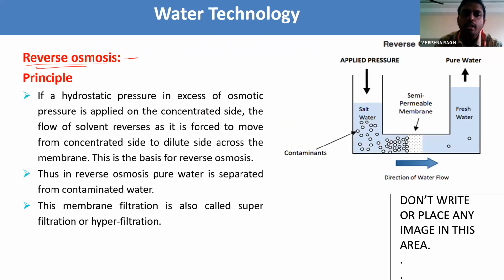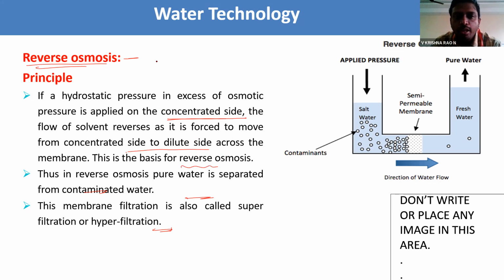In reverse osmosis, hydrostatic pressure in excess of the osmotic pressure is applied on the concentrated side, not on the dilute side. Now what happens? The flow of solvent reverses, as it is forced to move from the concentrated side to the dilute side across the membrane. This is the basis for reverse osmosis.